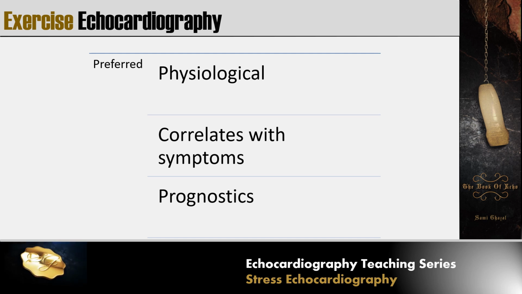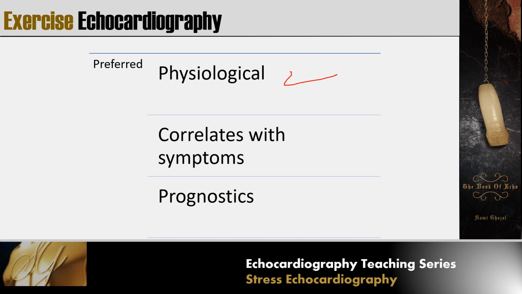Since it is physiological, it correlates with the patient's symptoms, besides it provides other prognostic factors, for example, the exercise capacity and blood pressure response. Now exercise is either performed on a treadmill or on a bicycle.